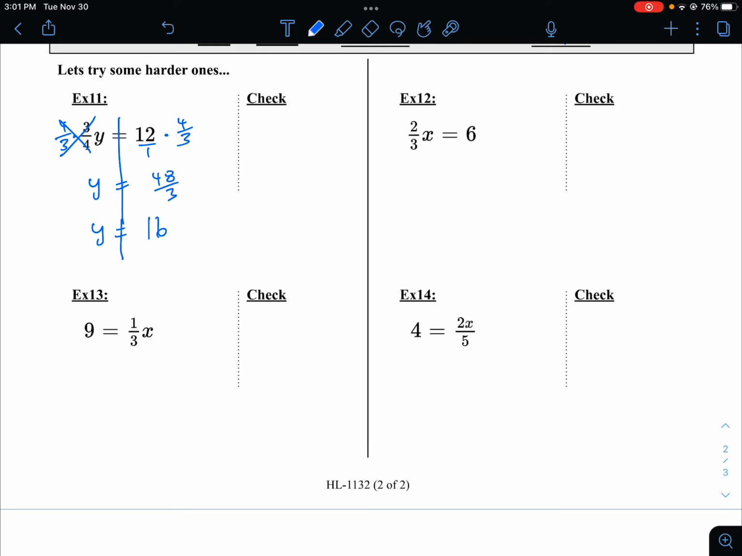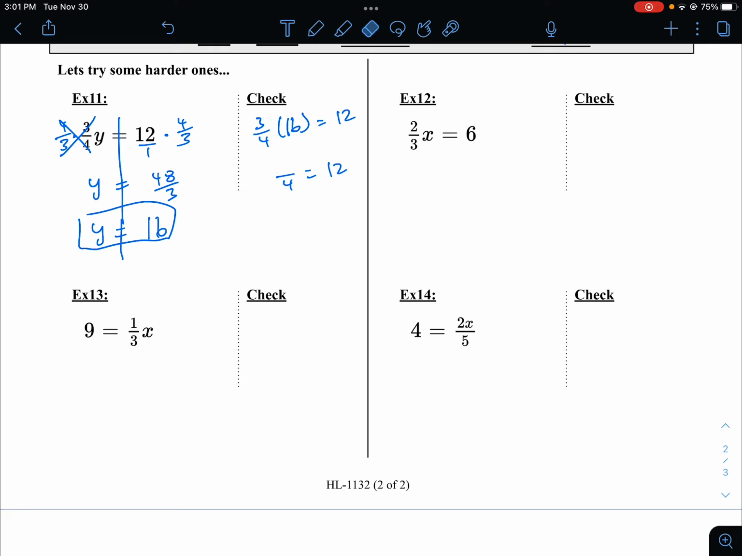Yeah, that is 16. So, is the answer 16? Well, let's see. 3/4 times 16 equals 12. Is that true? That's 60. That's 75. That's 48 divided by 4. 48 divided by 4 equals 12, not 78.